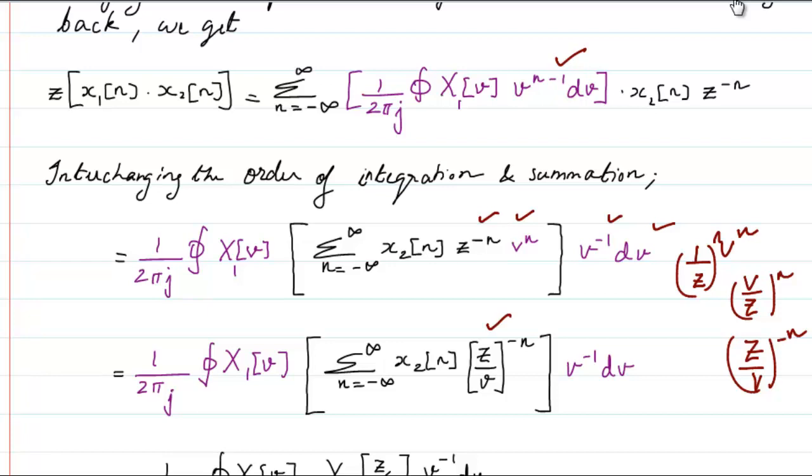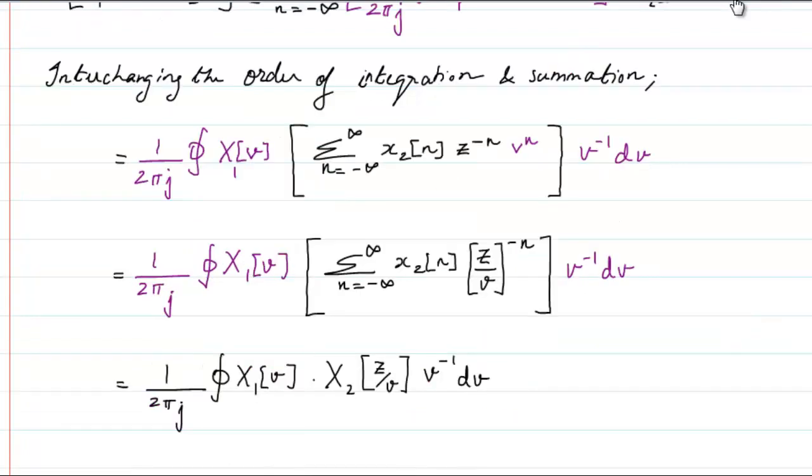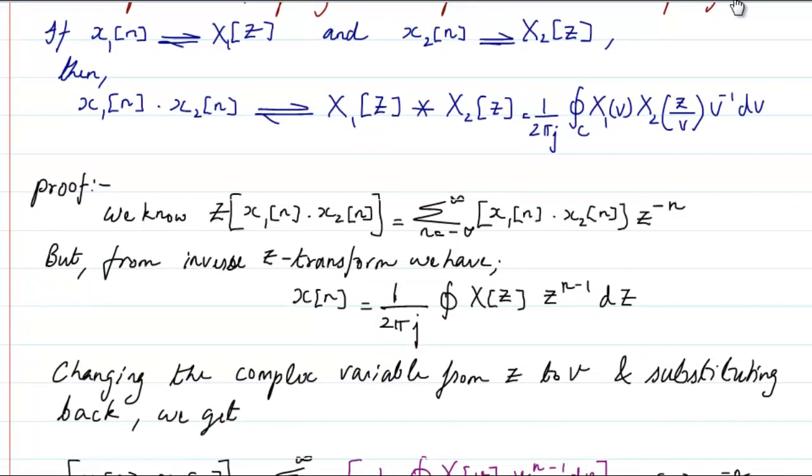So here, whatever is inside the bracket, what is this? This is the z transform of x2 of n, with the difference that instead of z, now we are having z by v. That's the only difference. So this whole function inside the bracket is the z transform of x2 of n, which is x2 of z, but instead of z we are having z by v, and that is what I have substituted here. And this you can see is the same equation that we are having here.